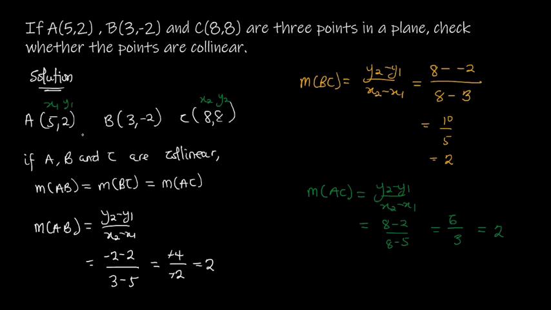So therefore, we can conclude that the points A, B, and C are collinear since the gradient of any 2 points, let's say the point AB is 2, point BC is also 2, and point AC is 2. Since the gradients are the same, the points A, B, and C are collinear points.